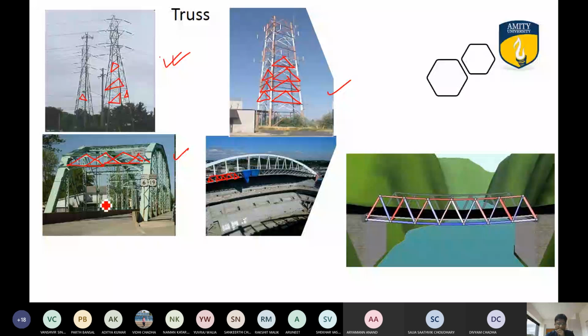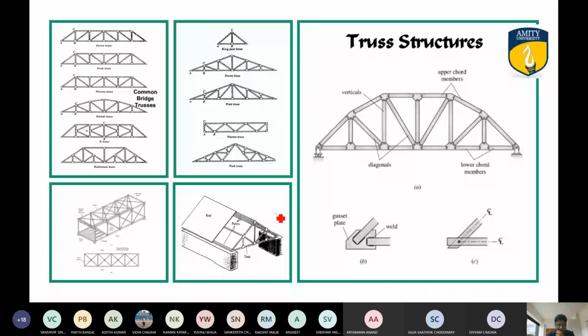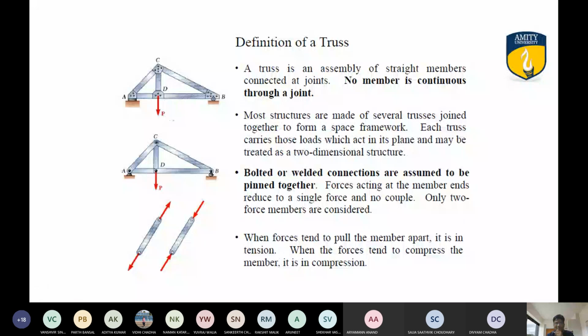Now, coming to auditoriums again, I have told you. Look here, you can see a triangular structure, a lot of triangles connected to each other. So all of them are basically truss structures and they are used for carrying loads. Now, coming to the definition of a truss: a truss is an assembly of straight members connected at joints, and they are meant for carrying loads.